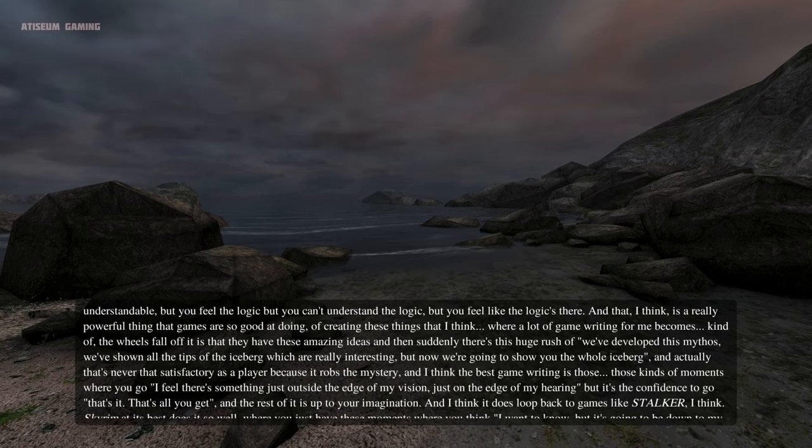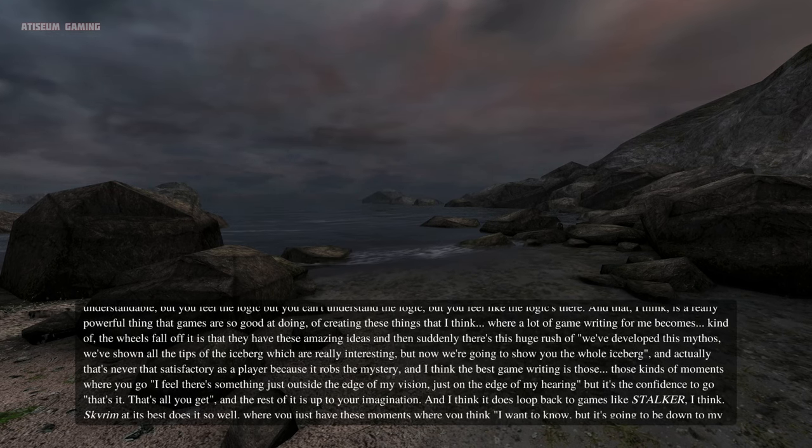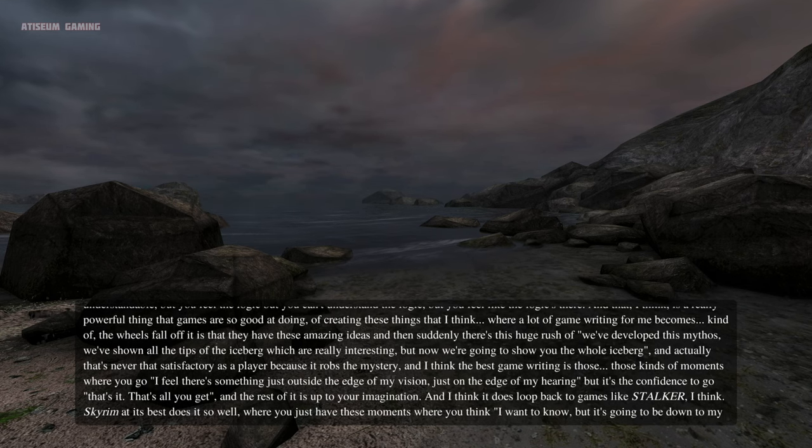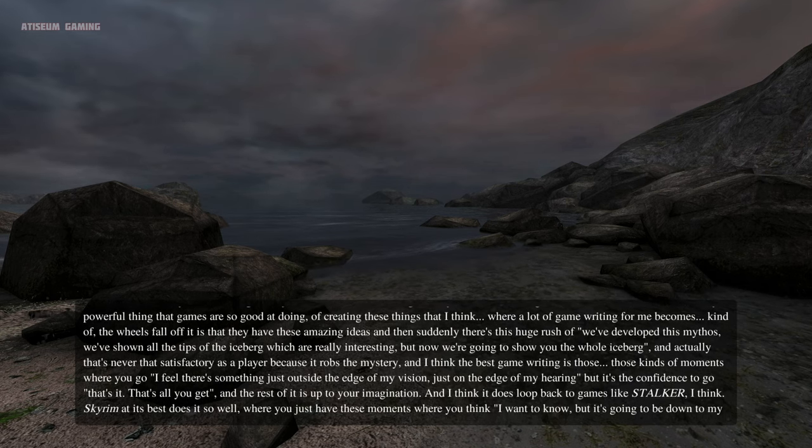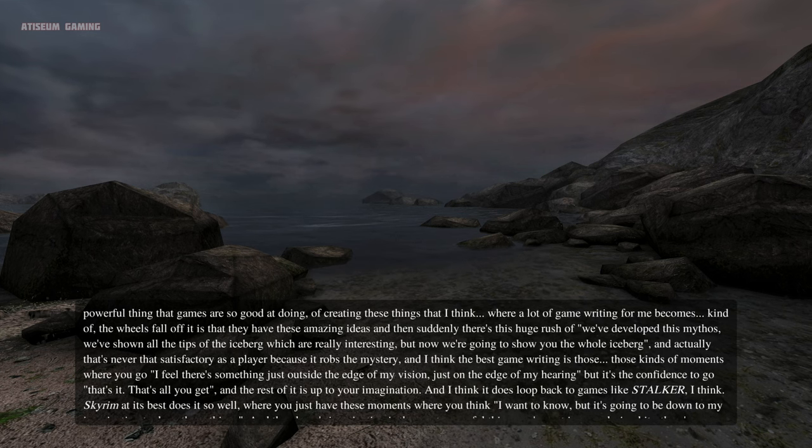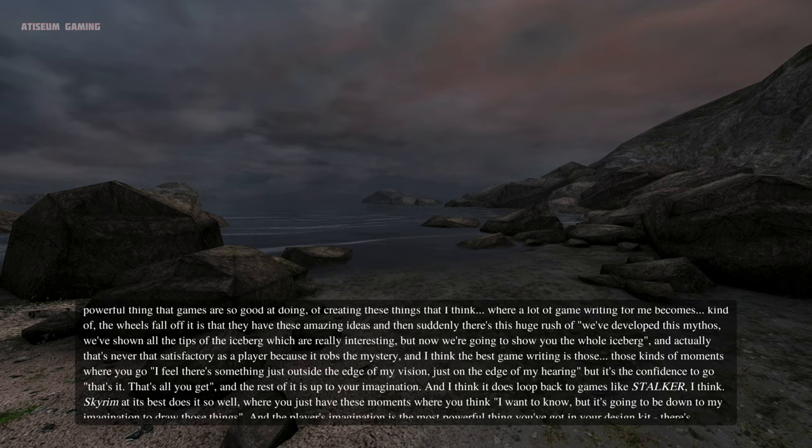And I think the best game writing is those moments where you go, I feel like there's something just outside the edge of my vision or just on the edge of my hearing, but it takes the confidence to go, that's it.